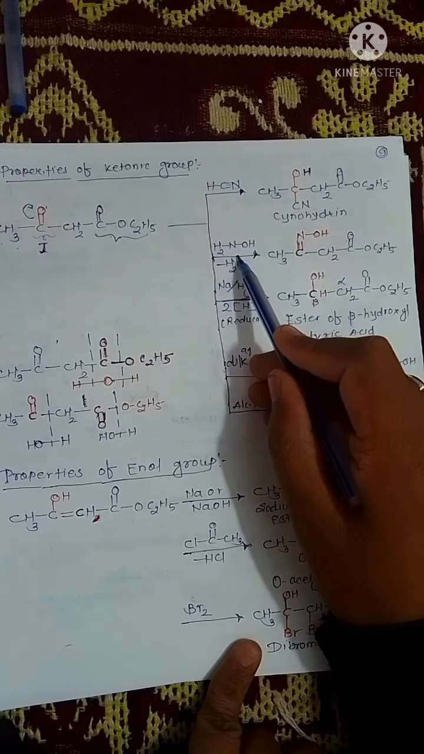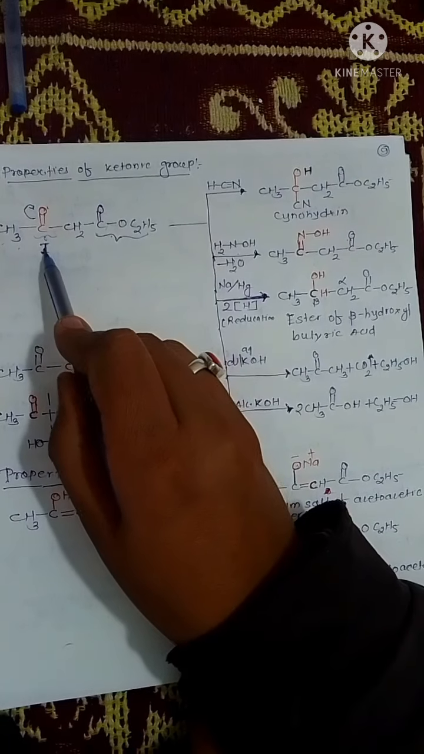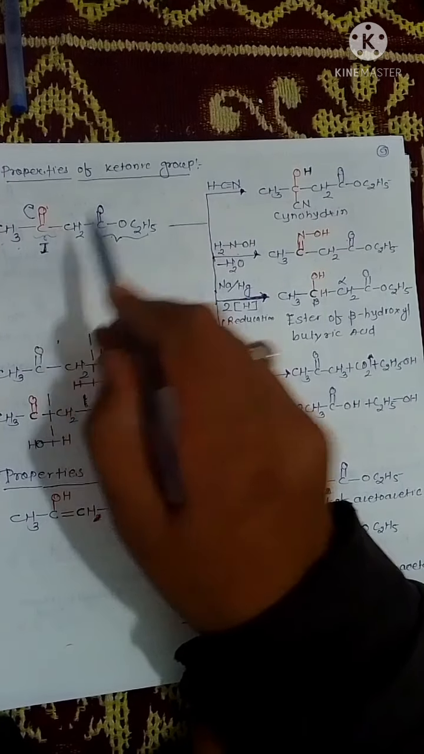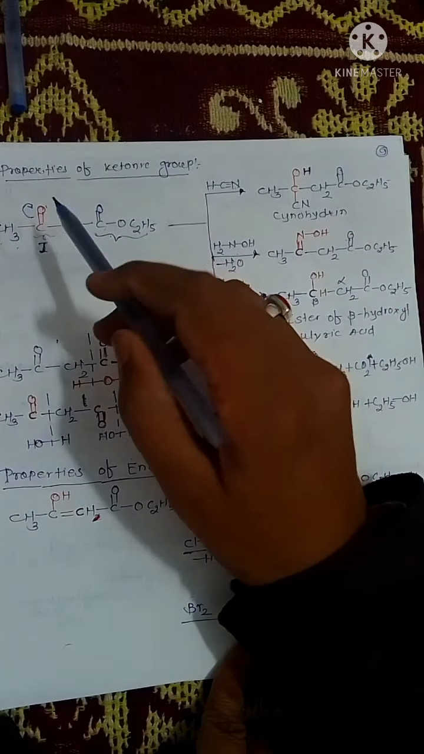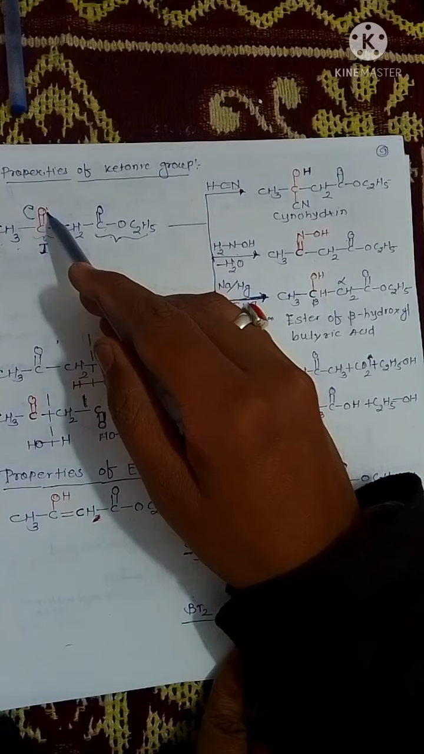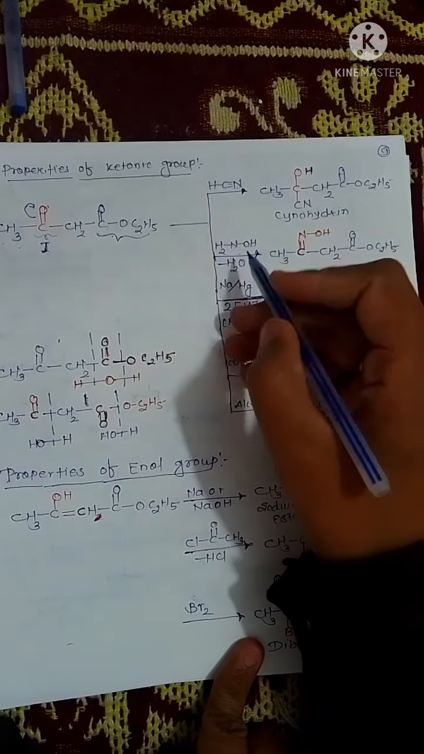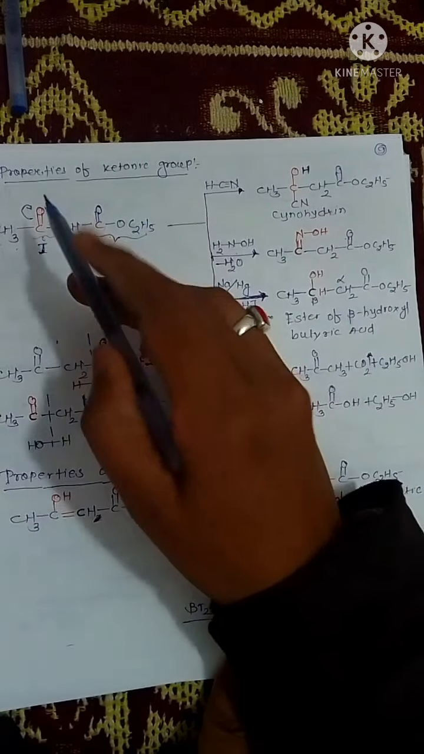When we add hydroxylamine to the first carbonyl group, which is shown by red pen, two hydrogens of the hydroxylamine react with this oxygen, or they take away that oxygen. A condensation reaction goes here, and NOH attaches here.